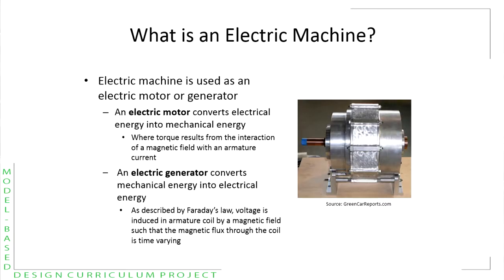An electric generator converts mechanical energy into electrical energy. So according to Faraday's law, voltage is induced in an armature coil by a time-varying flux as seen by the coil.